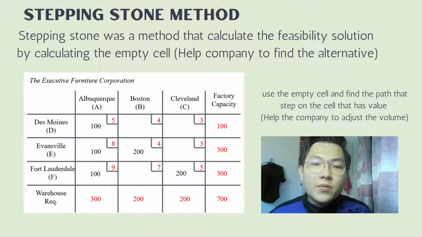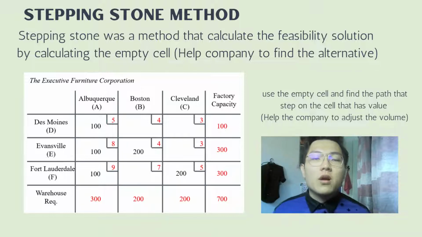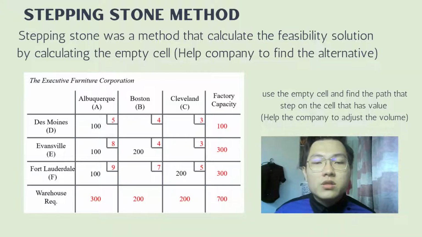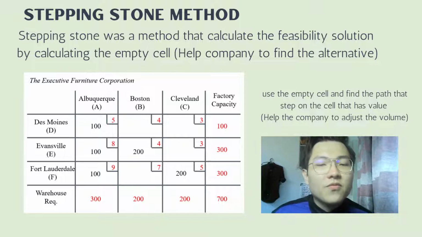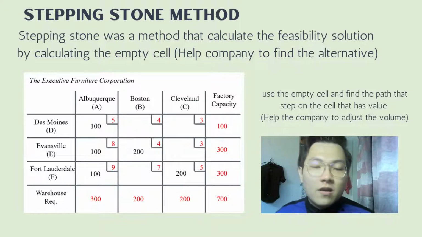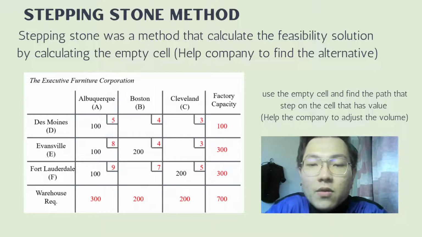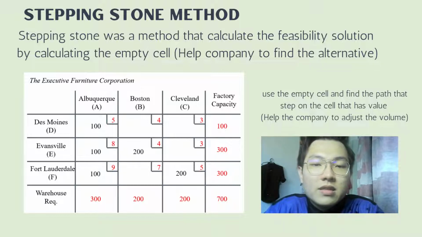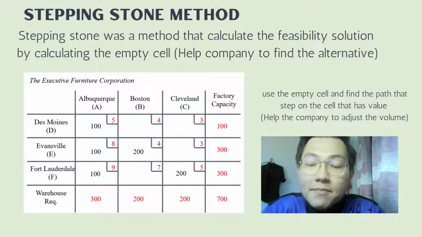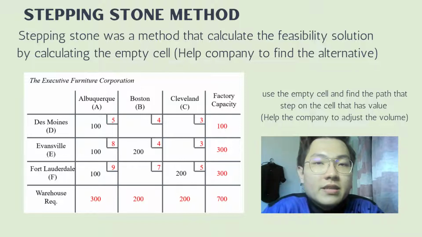And from here we can see some of the cells have a value, that is the volume of transportation they want to transport. And we can see the 5 at column A and D is the transportation cost, and the most important thing is that we use the empty cells and calculate using the transportation cost.